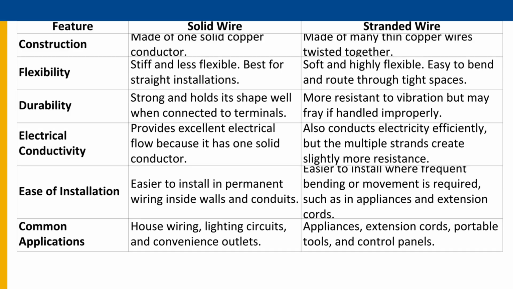Let's compare the two types of wires. Solid wire is stronger and keeps its shape well, making it suitable for permanent wiring. Stranded wire is flexible and can withstand frequent bending, making it ideal for portable equipment. Remember this simple tip: fixed installations, solid wire; movable equipment, stranded wire.